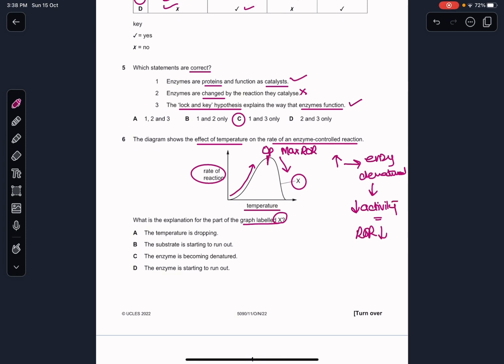So the temperature is dropping. What is the explanation for the graph labeled X? Now, why is there a drop in the rate of reaction? Is the temperature dropping? No, it is not dropping. The substrate is starting to run out. We do not know about that, so we cannot comment on that. This graph does not represent anything regarding the concentration of the substrate. The enzyme is becoming denatured. Yes, this can be one point. The enzyme is starting to run out. The enzyme does not necessarily run out because it remains unchanged in the end. So D cannot be the answer. So the answer is C.